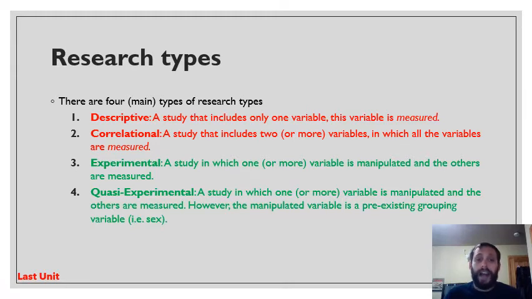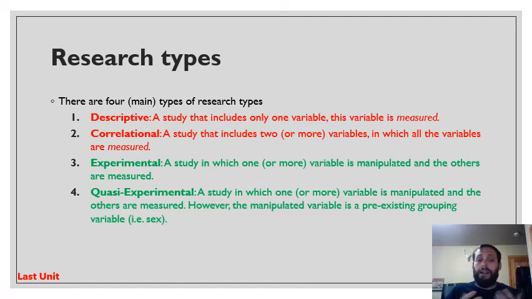Experimental research is a study in which we have one or more variables that are manipulated and the others are measured. Now we're in the realm of independent variables and dependent variables. We manipulate one of our independent variables and measure one of our dependent variables. And we'll talk more about how we do that and how that works.